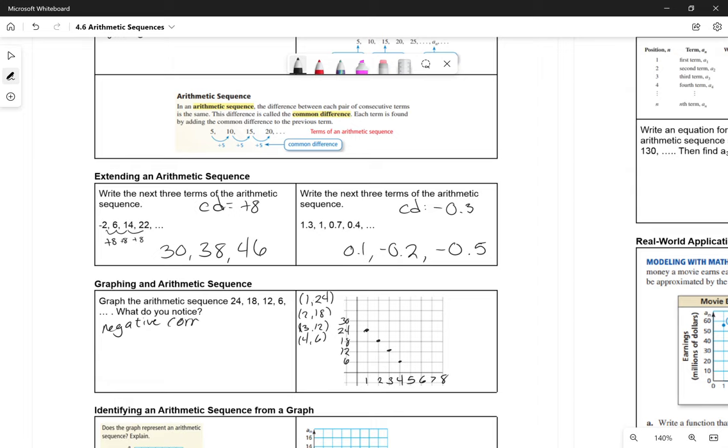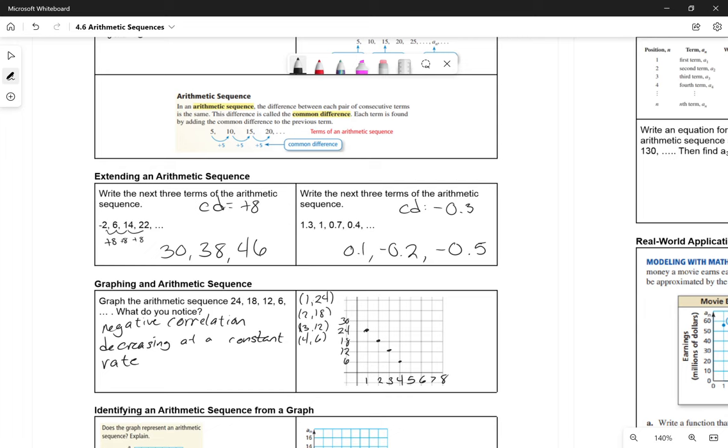Technically this is a scatter plot. But also, it is decreasing at a constant rate. If it is not increasing or decreasing at a constant rate, it cannot be an arithmetic sequence.